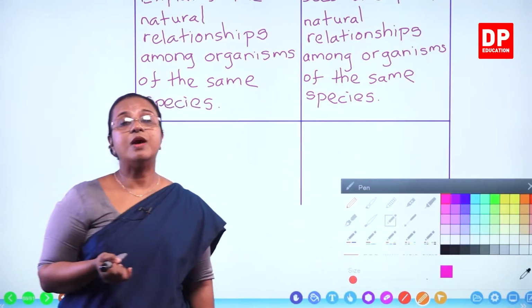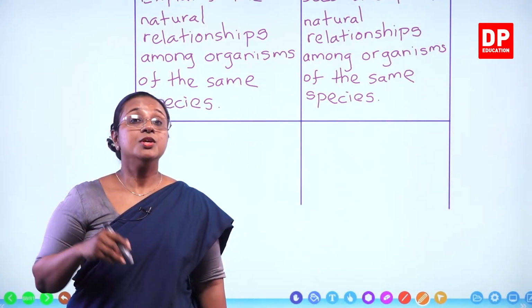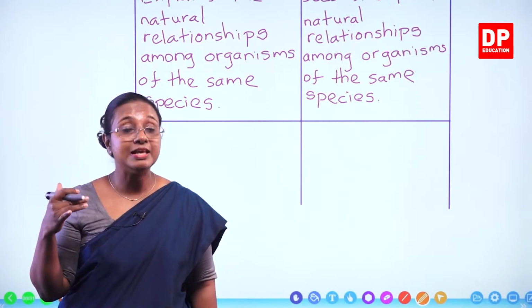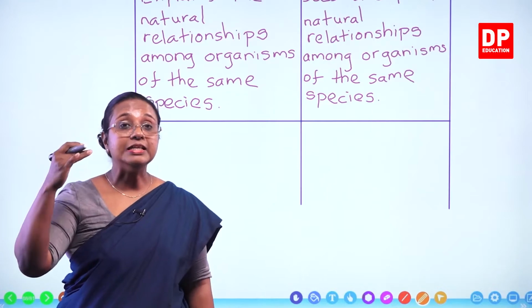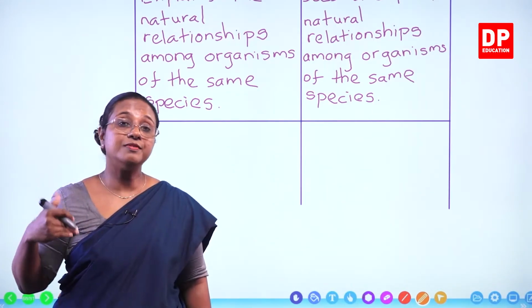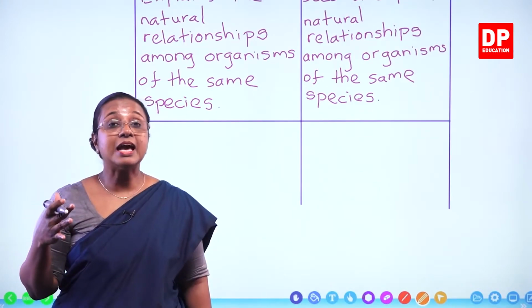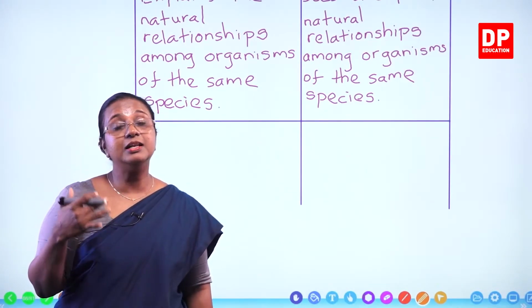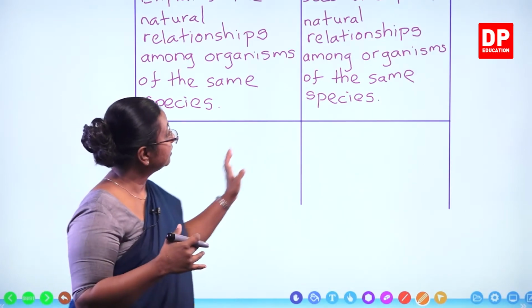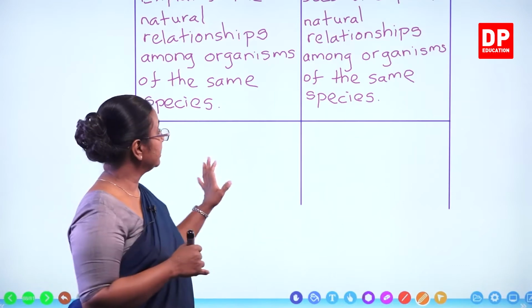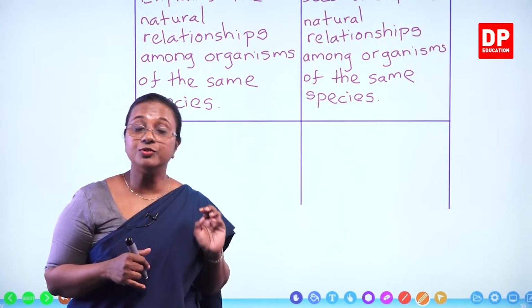Then there is one more difference. In the natural classification, we use different levels: domain, kingdom, phylum, class, order, family, genus, species. Those are known as the taxonomical hierarchical order. But that is not seen in artificial classification. So that is another difference that you all have to understand.